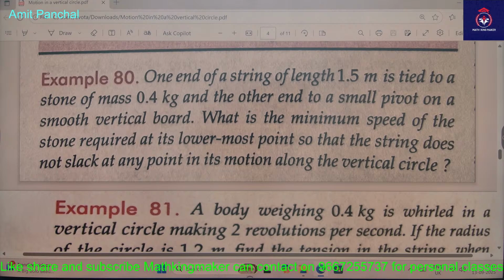And what was root 2gr then? Root 2gr is a different one. That is when it will oscillate. It should be less than root 2gr to oscillate, right? Yeah.